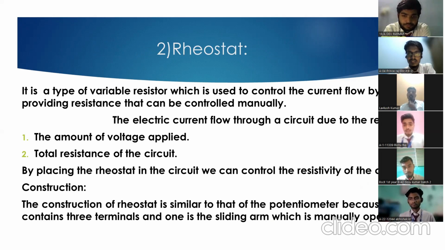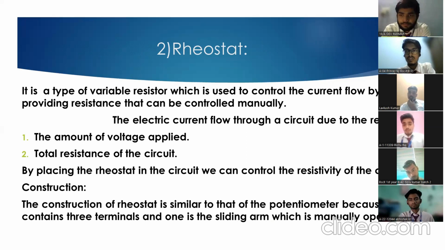My topic is rheostat. Rheostat is a type of variable resistor which is used to control the current flow by providing resistance that can be controlled manually. The electric current flows through a circuit due to two reasons. The first is the amount of voltage applied in the circuit, and the second is the total resistance of the circuit. So, by placing a rheostat in the circuit, we can control the resistivity of the circuit.